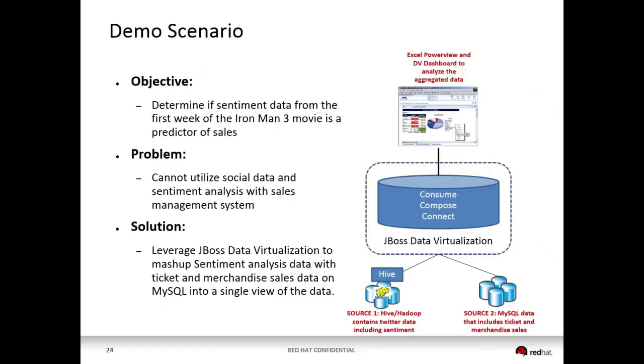So in this demo, our objective is to determine if sentiment data from the first week of the Iron Man 3 movie is a predictor of sales. The problem is we have the social data and we have our sales data in multiple systems, but we need to analyze that data in a single view. So the solution is we use JBoss Data Virtualization to mash up or aggregate that sentiment data, which is in Hadoop, and the sales data, which is in MySQL.